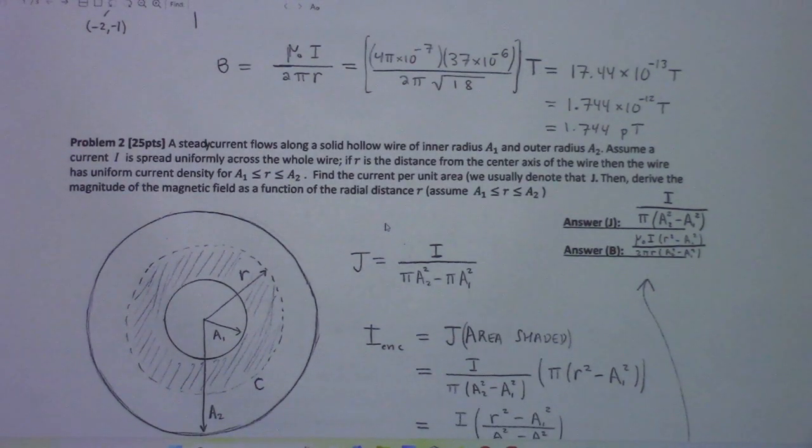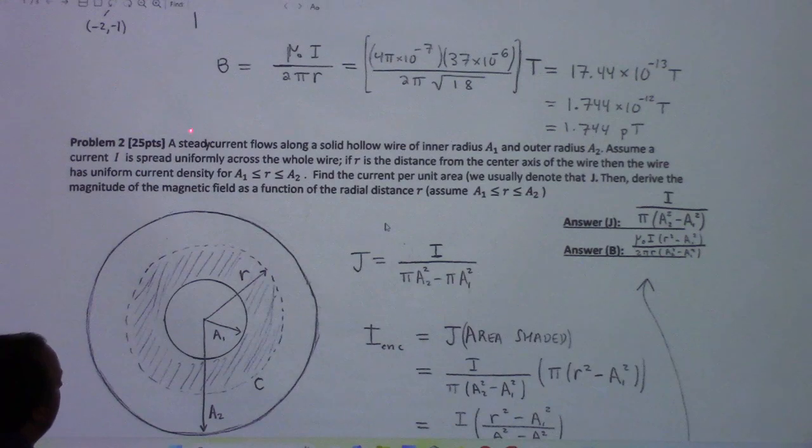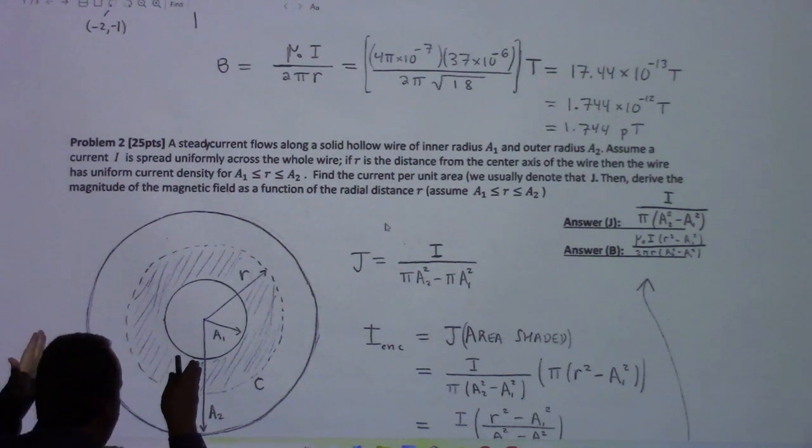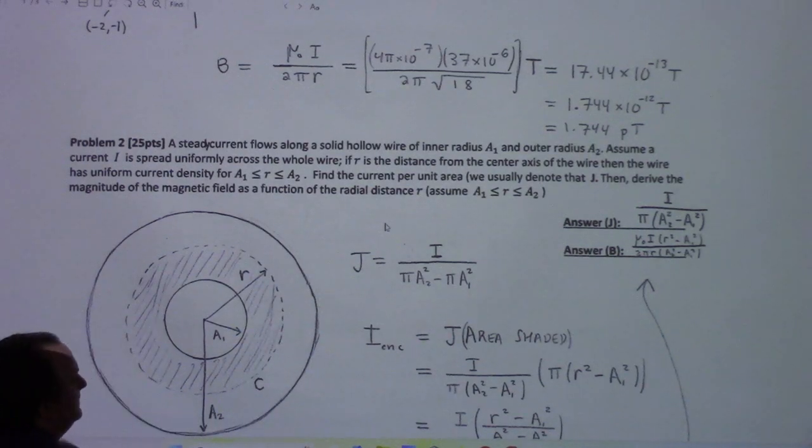Hey, this example we did not work in class. We worked the solid wire. Here's a hollow wire problem. Ooh, fancy. So steady current flows along a solid hollow wire. It sounds like a contradiction, but the deal is there's a hole of radius A1 in the center of the wire, and then it's solid metal from A1 all the way out to A2, all right? And you're given that the current is flowing uniformly through the whole wire, and assumably into the page.